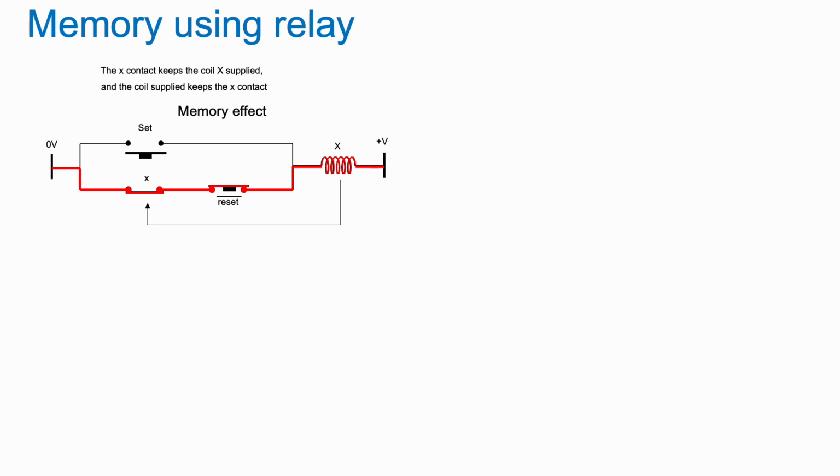To remove the memory effect, the reset switch must be pressed to stop the current in the lower branch. The relay is no longer powered, contact X is open, so even when the reset switch is released, the relay X remains in the off state. The Boolean equation is capital X equals S or R bar and X.